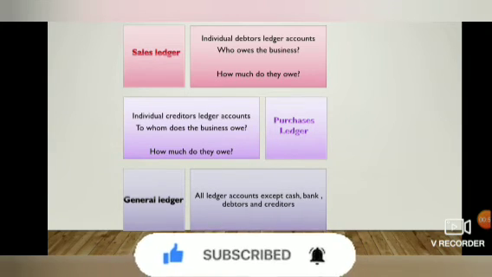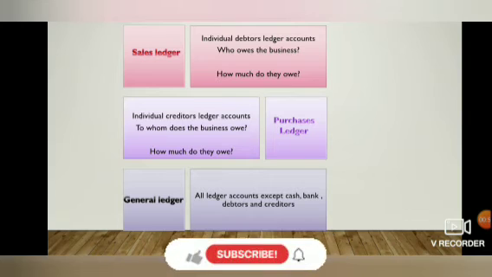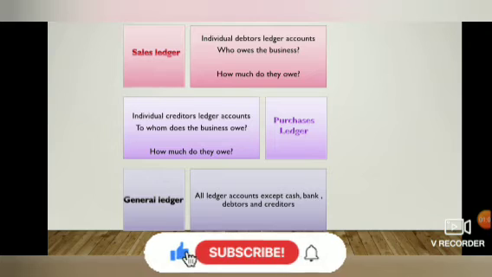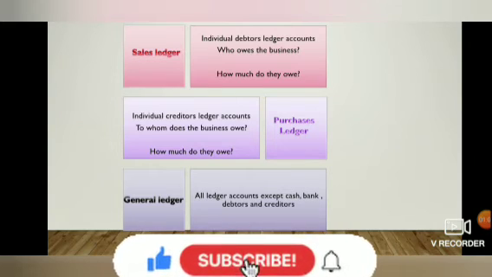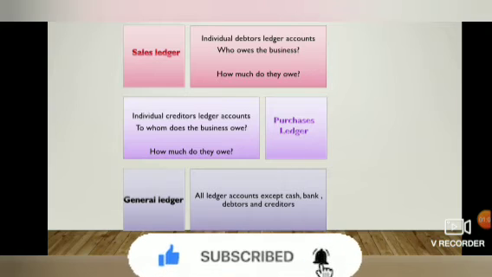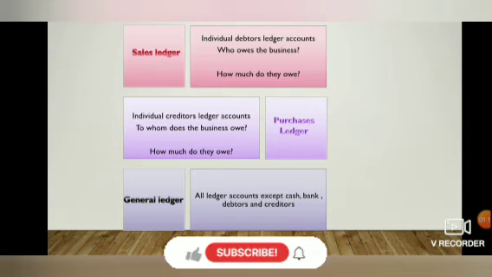And finally, the general ledger has all other T accounts except for the debtors, creditors, and the cash and bank. Except for these accounts, all of the other individual accounts are recorded in the general ledger, like the total sales, the total purchases, the total sales returns, total rent, etc.